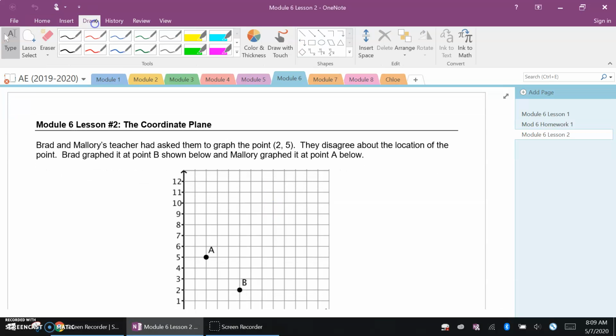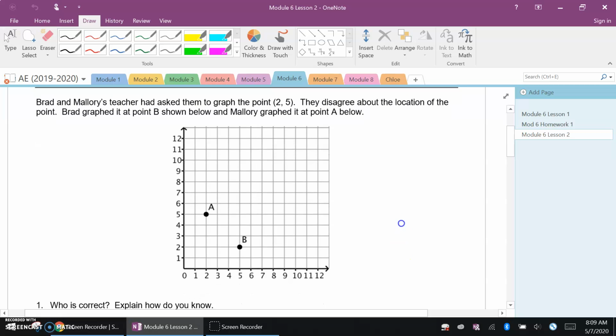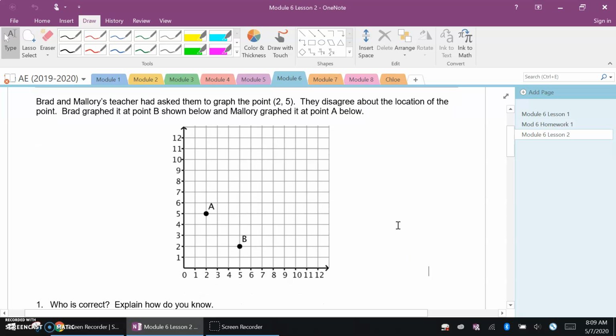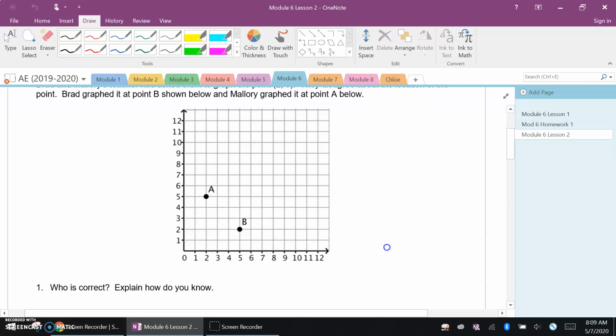Today we're going to be looking at Module 6, Lesson 2 on the coordinate plane. So, Brad and Mallory's teacher had asked them to graph the point (2, 5). They disagree about the location of the point. Brad graphed it at point B, shown below, and Mallory graphed it at point A below.